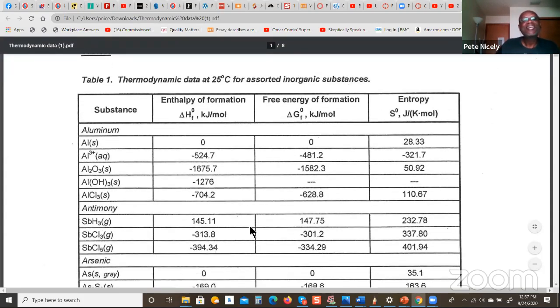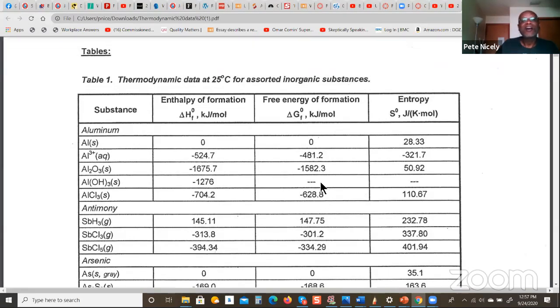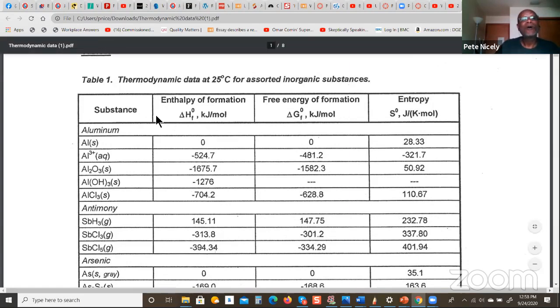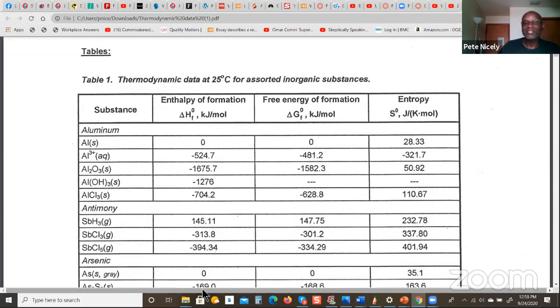Now, you'll notice that in this table you have 3 columns. One is for enthalpy of formation, the second is for free energy of formation, and the third is for entropy. For our purposes in this course, you do not need to be concerned with the latter 2. You're going to meet these later on in General Chemistry 2 when you get to the topic of thermodynamics. For this chapter, we're only concerned with the data from the first column right here. So please make a note of this.